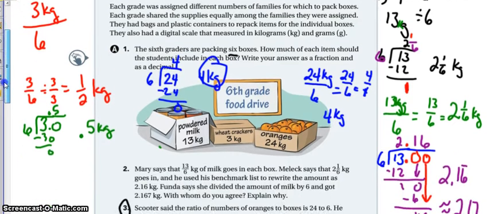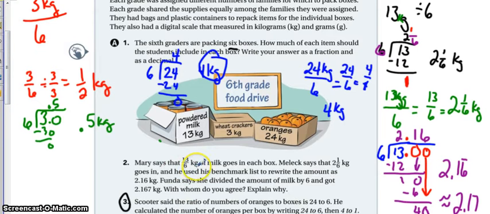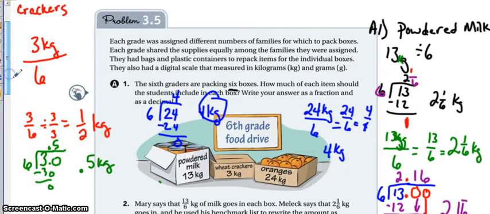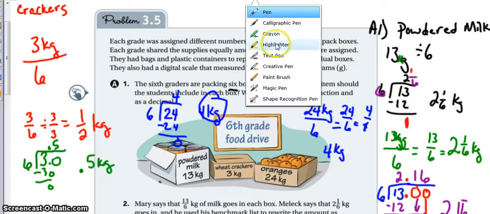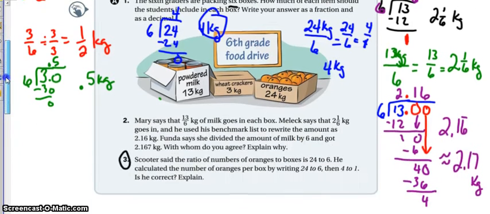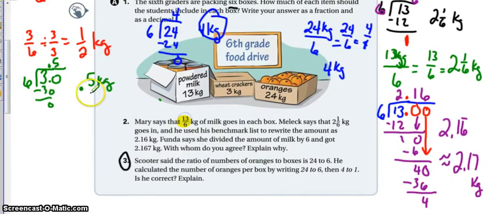Now what we're going to do is we're going to come down here, and Mary says that 13 over 6 or 13/6 kilograms of milk goes into each box. Melik says that 2 1/6 kilograms goes in, and he used his benchmark list to rewrite the amount as 2.16 kilograms. Funda says she divided the amount of milk by 6 and got 2.167. With whom do we agree and why? Well, let's take a look over here at all of our calculations for the powdered milk. Okay, I'm going to switch to my highlighter real quick so that we can highlight the things that we see that are similar. So we're looking for 13/6 right now.